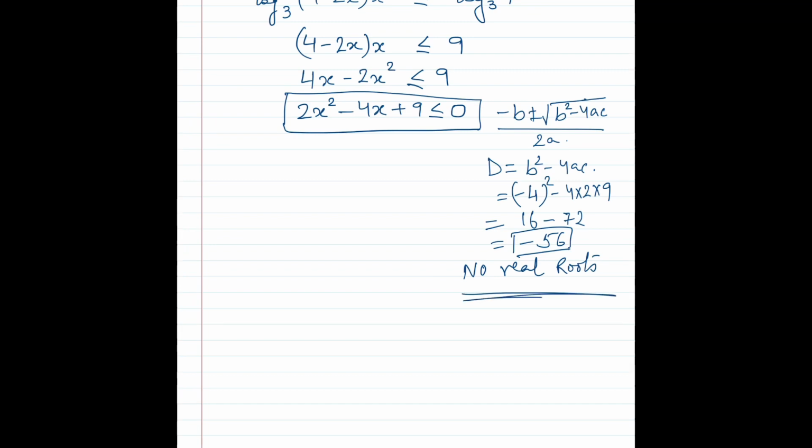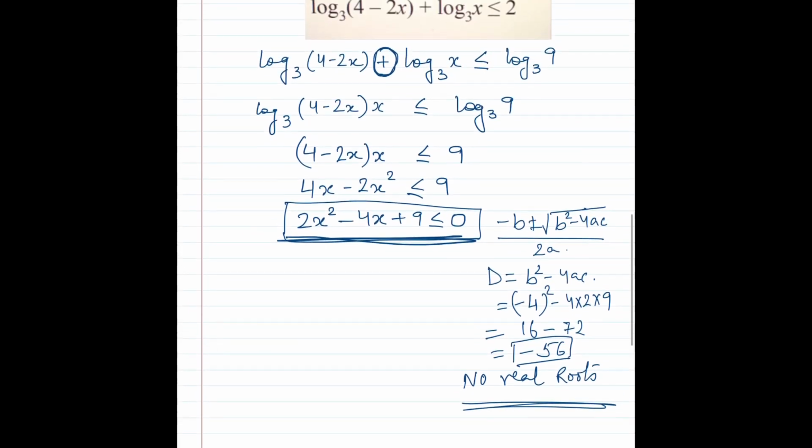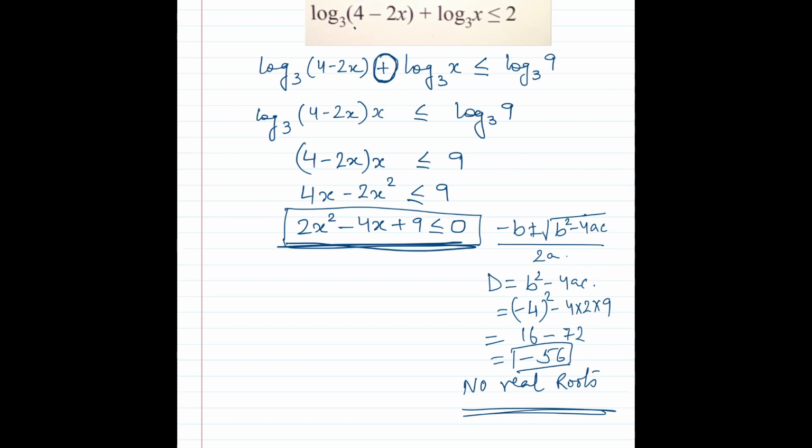So if there are no real roots, this quadratic is not going to help us find those x values. What do we do in that case? We go back to our question, and we know that the main number inside the log should always be positive, and this x should always be positive as well.